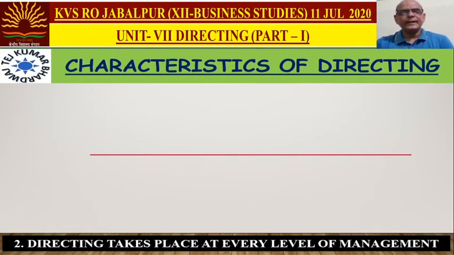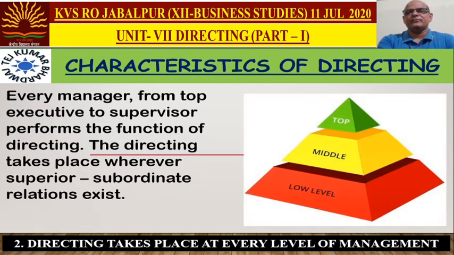Second is directing takes place at every level of management. We all know that management has 3 levels: top level, medium level, lower level. So directing takes place at all the levels. First of all, the top level managers are getting instructions from the owners. Then the top level managers give instructions to the medium level managers, and medium level managers give direction to the lower level managers. Lower level gives direction to workers. In this way, you can understand that directing is taking place at all the levels of management.